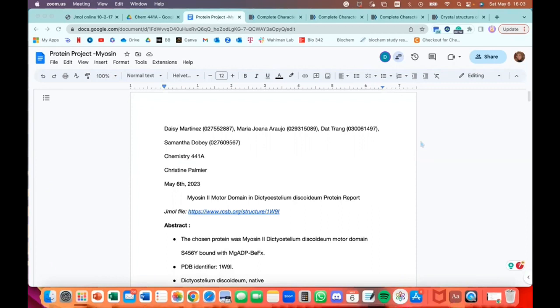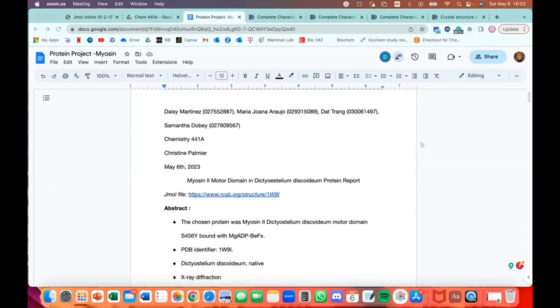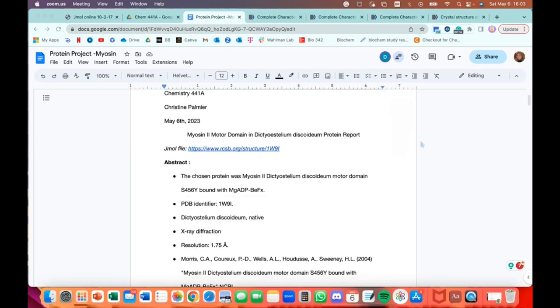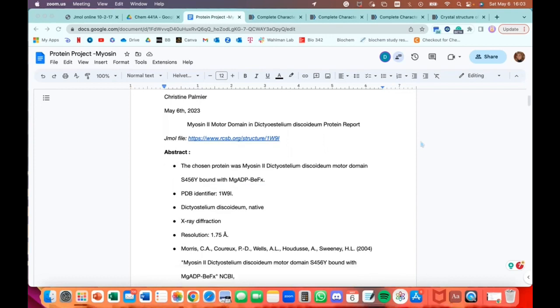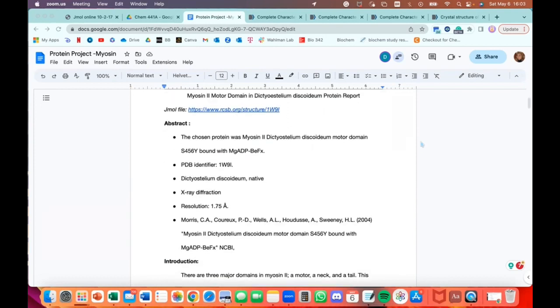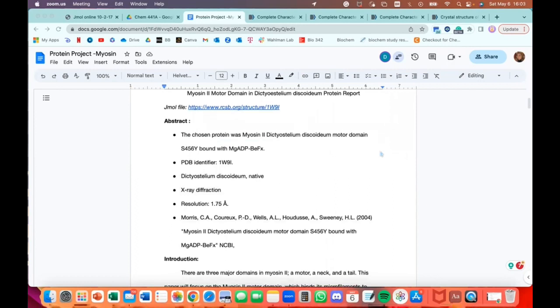Myosin 2 motor domain will be found in animals, in smooth muscle like the arteries or veins, the muscle in our intestines, things like that. It's not the skeletal muscle myosin. Basically, myosin is a protein that is really interesting because it's the only reason muscles in any type of organism are able to move.